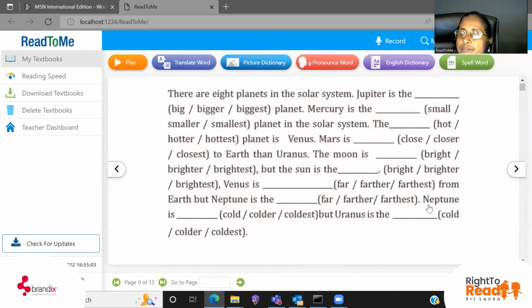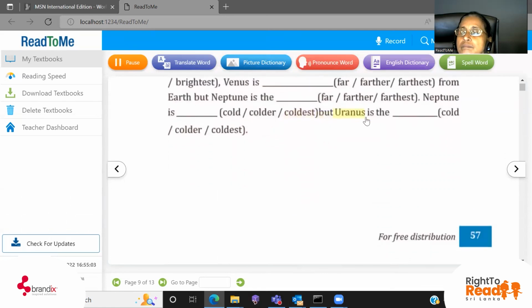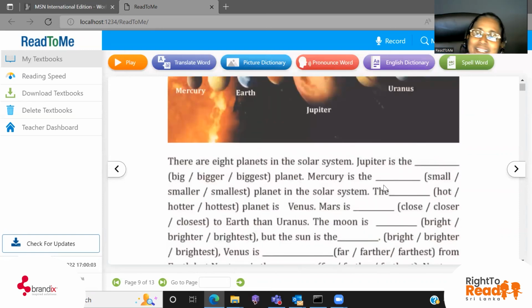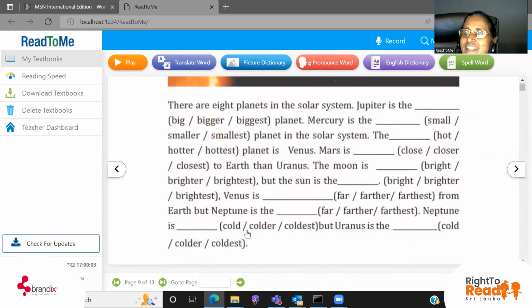Then Neptune is cold. But Uranus is the coldest. Now Neptune is an adjective, but Uranus is the. Then there you have to use the superlative. What is the planet? Good.